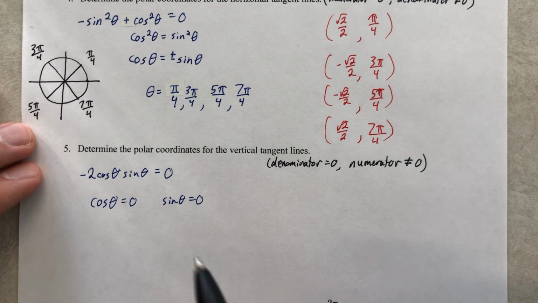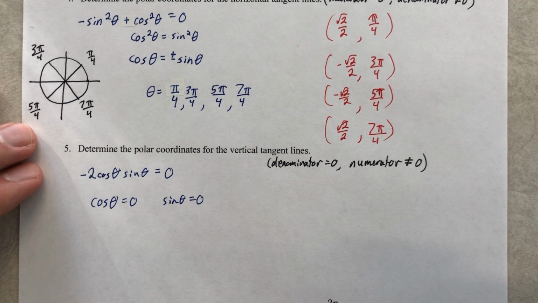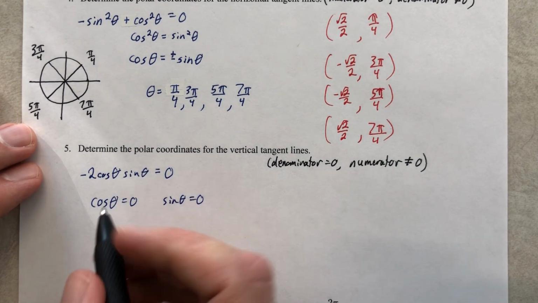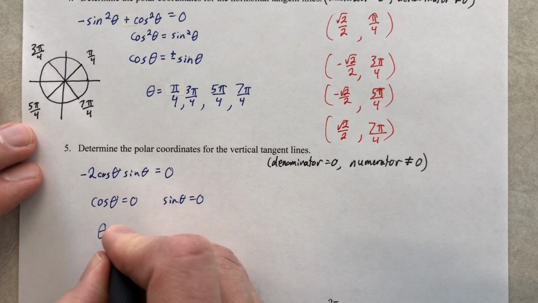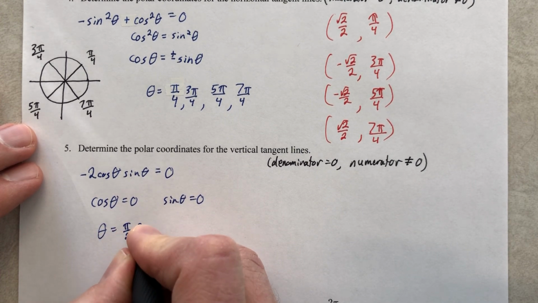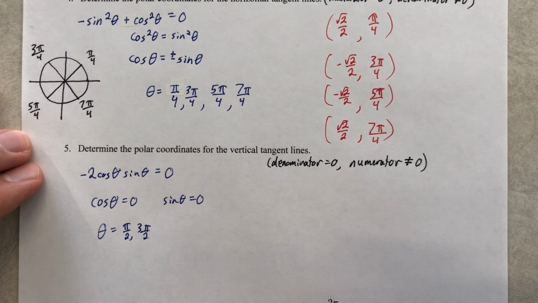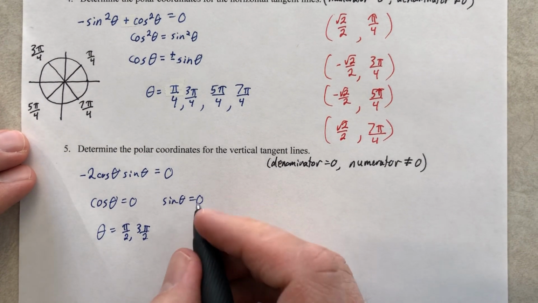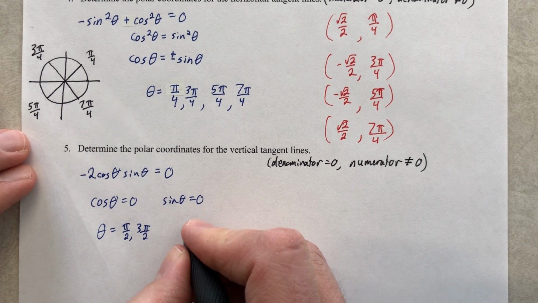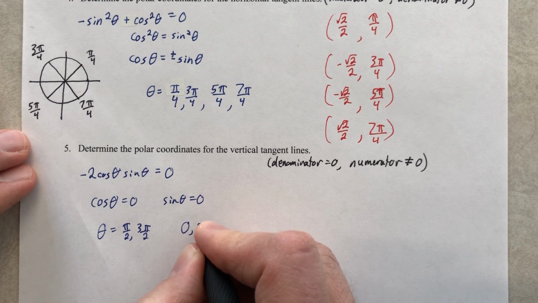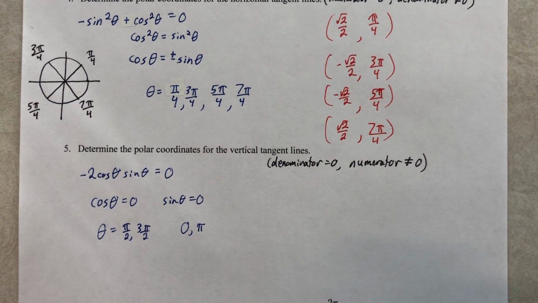Let's limit this to just 0 to 2 pi, including 0 but not 2 pi. So cosine would equal 0 at pi over 2 and 3 pi over 2. And sine would be equal to 0 at 0 and at pi, and at 2 pi, but let's not get crazy with it. So we already have some answers.